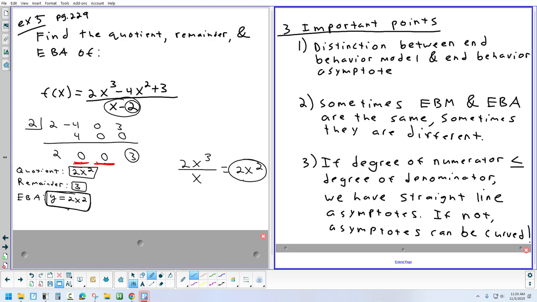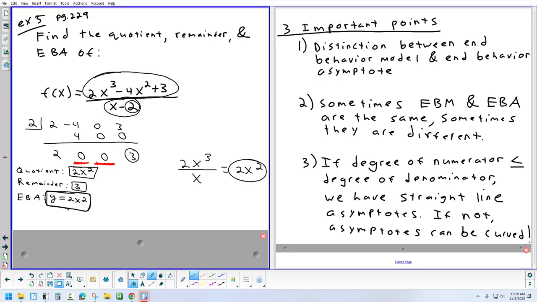What was the biggest degree in the top of f of x? 2x cubed. That's the term. So what's the degree itself? 3. What's the biggest degree in the bottom? 1. What's the difference between a 3 and a 1? 2. That's why the EBA had an exponent of 2. The further apart the degrees, the more complicated the problem gets.